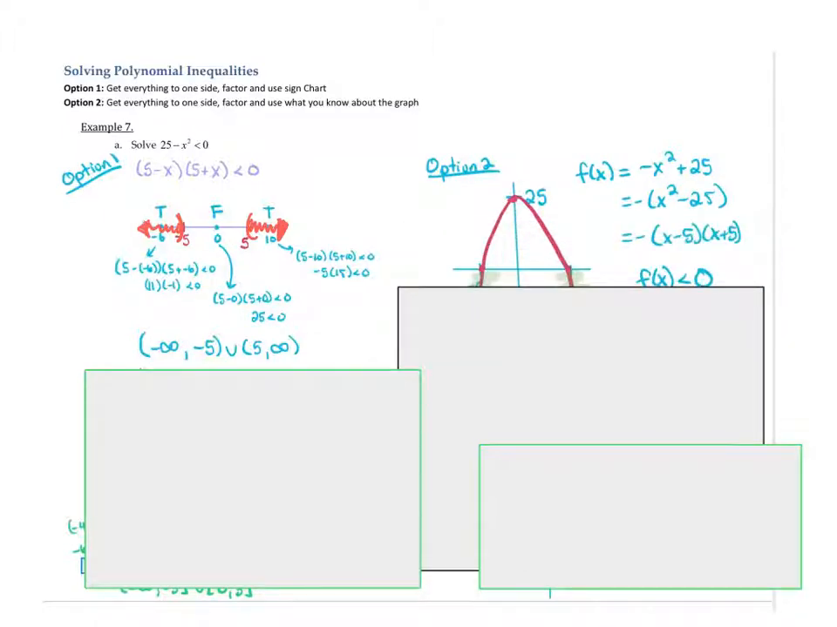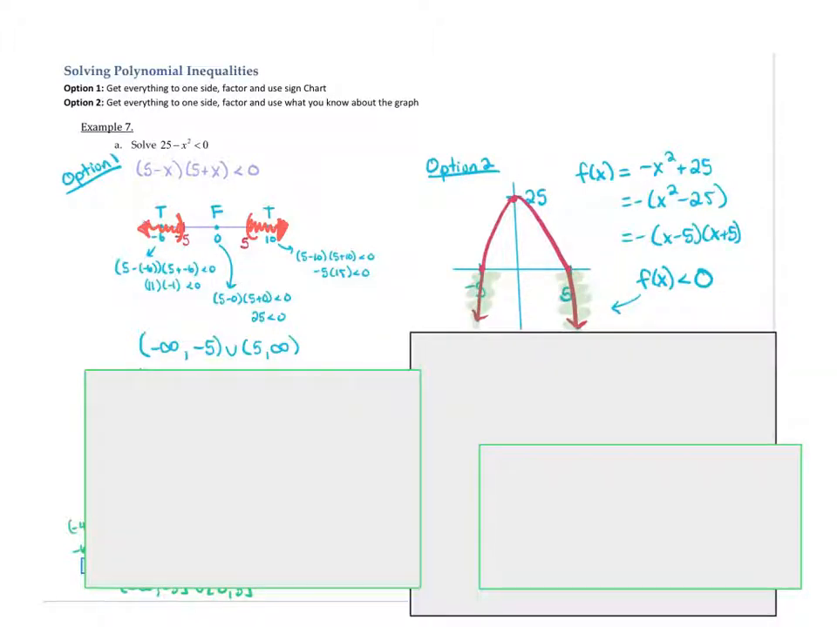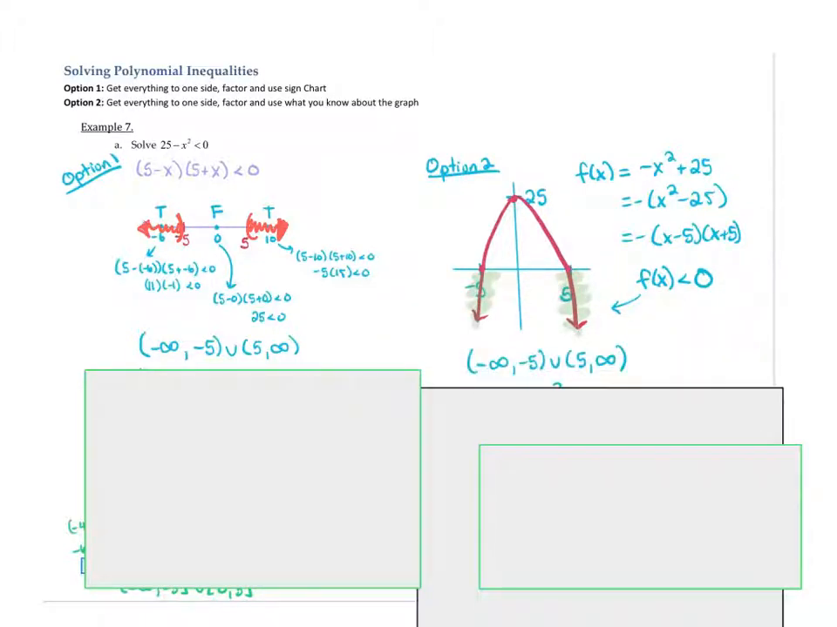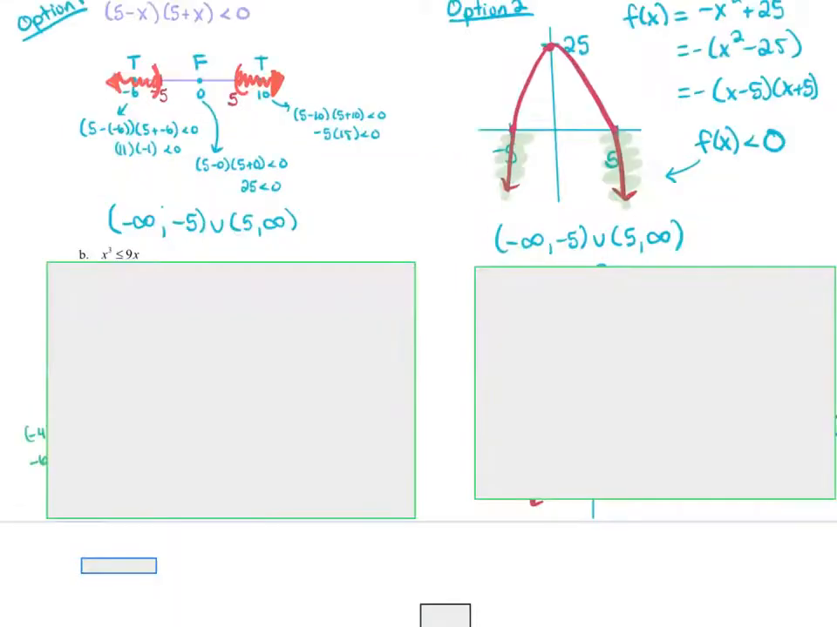Y-intercept at positive 25, flipped over, and then x-intercepts at 5 and negative 5. I want to know when this function is less than 0. So I shade the part that's less than 0, and then I simply write the interval notation that corresponds to that. Our next example is very similar, except everything isn't moved to one side.